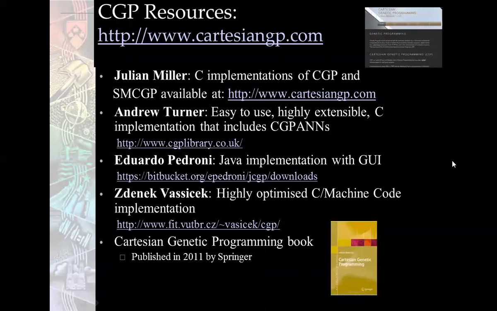There are many CGP resources available online. First place to go for those is the CGP website, cartesiangp.com. You'll find there some C implementations of CGP and SMCGP that I've written. But I would recommend people who are new to CGP to use Andy Turner's package, which you can have a binding of to many other languages, although it was written in C. It's highly extensible, easy to use. You need very few instructions to get into it, and it also encodes CGP ANNs.